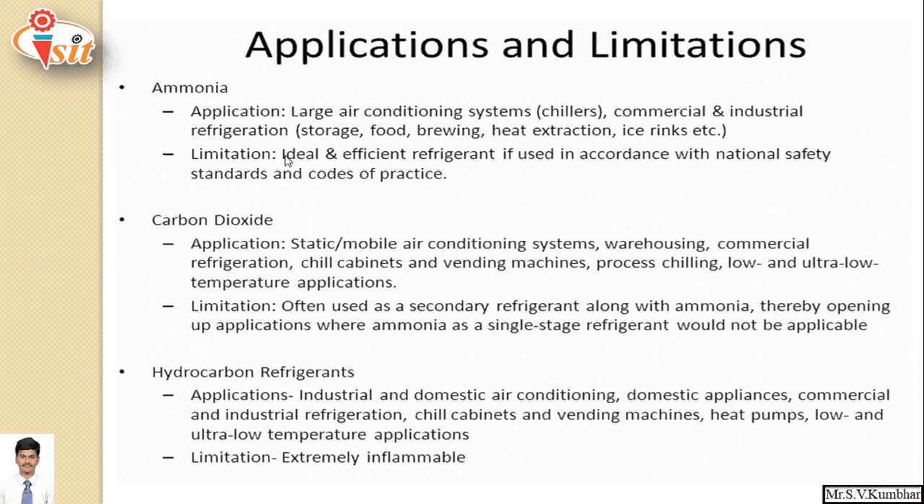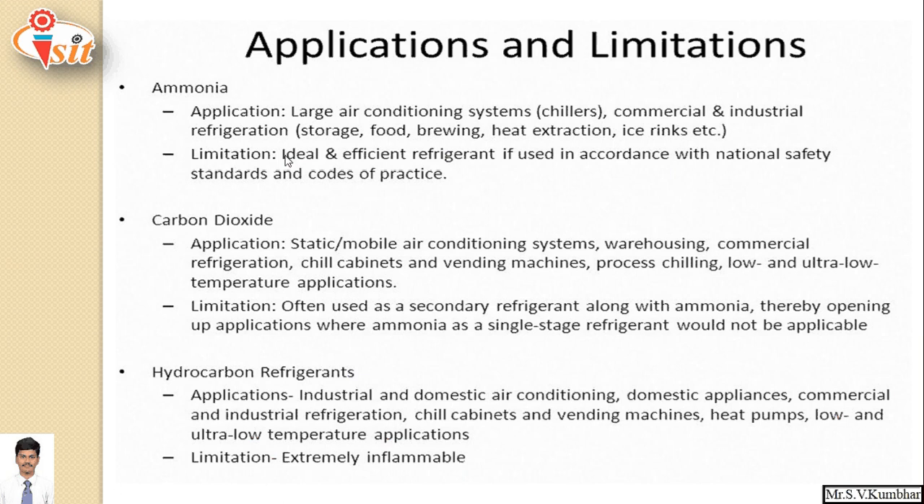Applications and limitations. Ammonia. Generally, ammonia is used in large air conditioning systems, that is in chillers, and in commercial and industrial refrigeration, that is storage of food, brewing, heat extraction, ice rinks, etc. The limitation of ammonia is that it is an ideal and efficient refrigerant if used in accordance with national safety standards and codes of practice, as ammonia is flammable in nature.